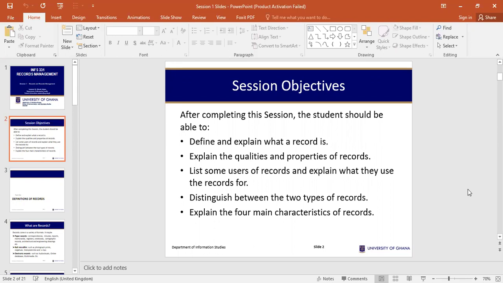And I made reference to the distance education students because I find that on the issue of what a record is, people write "record is," and then they say it is just simple English. Instead of using "records are" or "a record is," they make those petty mistakes. I hope you will not make those mistakes. So we should be able to list some uses of records and explain what they use the records for, and also distinguish between the two types of records, and explain the 4 main characteristics of records.